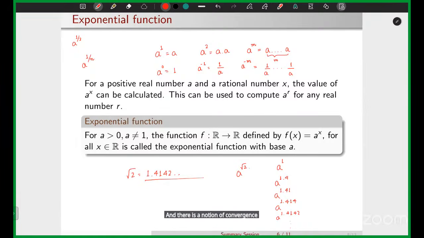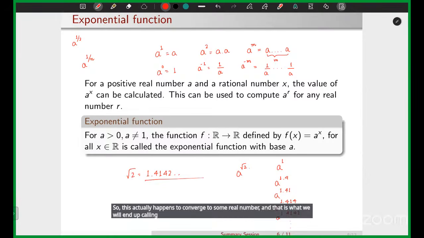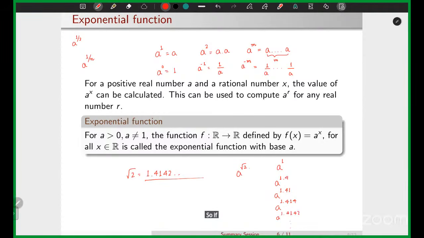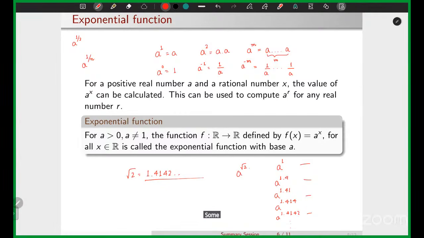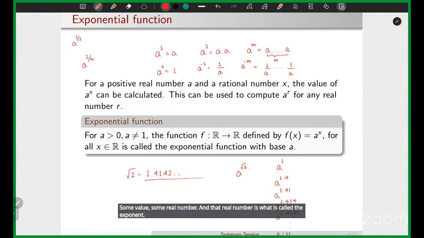So this is an infinite sequence of real numbers, and there is a notion of convergence of a sequence of reals. This actually happens to converge to some real number, and that is what we will end up calling a to the root 2. If you take some particular value of a and start computing these numbers, you will see that it approaches some real number, and that real number is what is called a to the root 2.